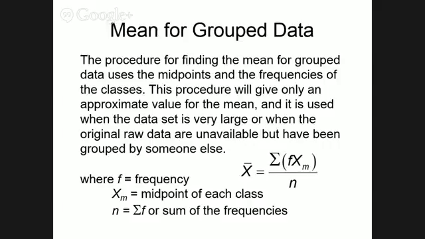So this is saying, this is the midpoint of my first class. I multiply that by the frequency. That would say how many points that would represent. And then I'm going to divide that by the total number n, which might be the sum of the frequencies.